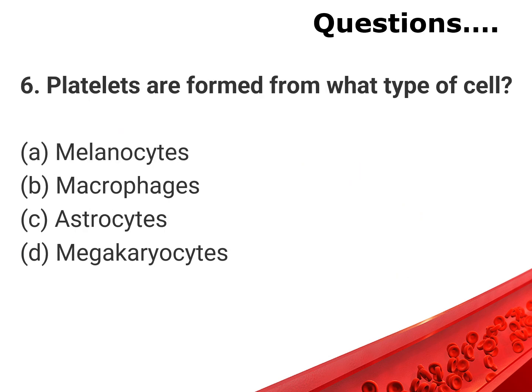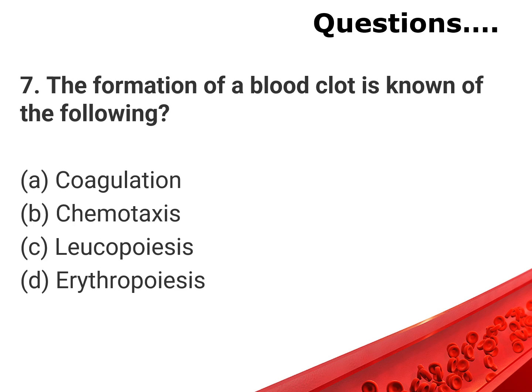So the next question: platelets are formed from what type of cell? Melanocytes, macrophages, astrocytes or megakaryocytes. We have just seen the answer in this lecture, which is megakaryocytes. Next question, the formation of a blood clot is known as coagulation, chemotaxis, leukopoiesis or erythropoiesis. So the answer we know is coagulation or blood clotting. Okay.